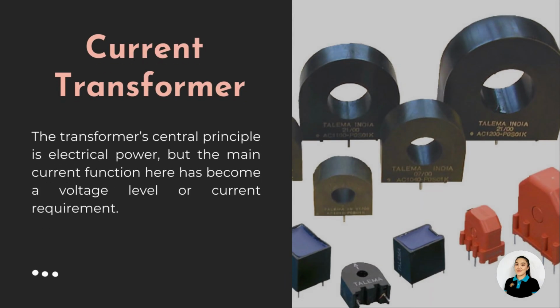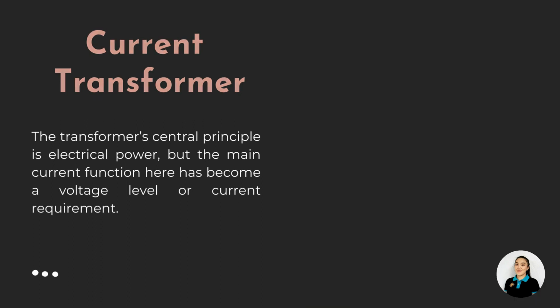Lastly is the current transformer. The transformer's central principle is electrical power, but the main current function here has become a voltage level or current requirement. So, this current transformer, mao na ning type of transformer nga gayus para ma-reduce or ma-multiply ang alternating current. So, it produces a current in its secondary which is proportional sa current sa primary.